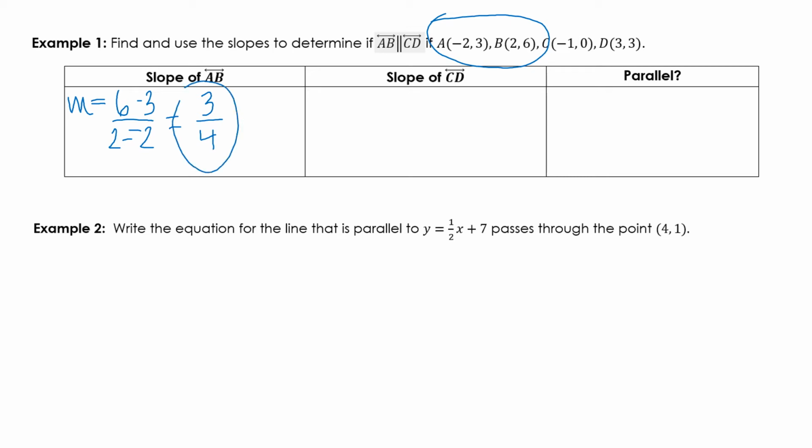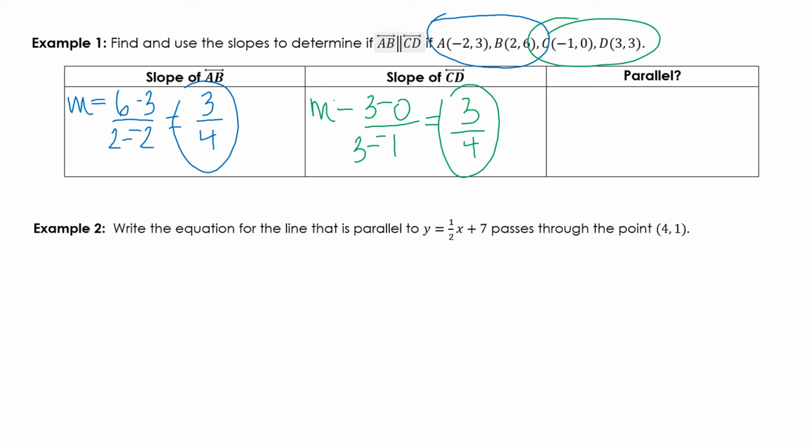Okay. For CD, let's look at points C and D. If I look at those coordinates and I decide I'm going to do 3 minus 0 for the y's, then in the same exact order would be 3 minus -1, which will be 3 over 4. So now comparing the slopes, both line AB and line CD have a slope of 3 over 4. So that does mean that they are parallel.